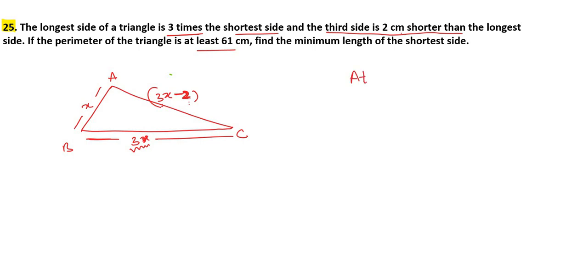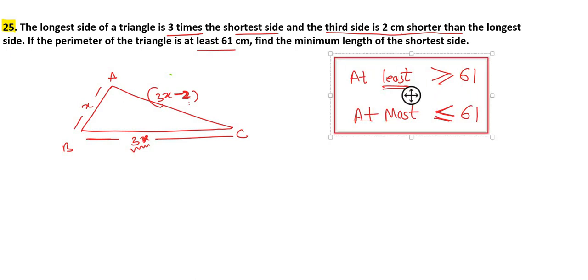Look, what is the meaning of at least? Whenever you see at least, it means more than 61 is accepted. If somewhere it is written at most, it means you have to take less than 61. Always remember, at least means more than or equal to, and at most means less than or equal to is accepted. So this is the rule that we should know.